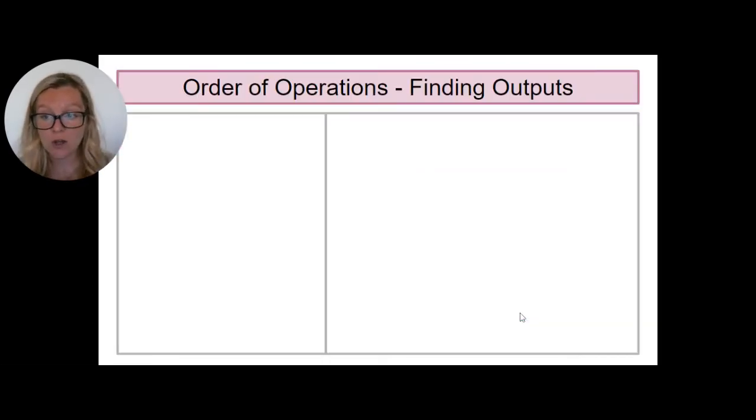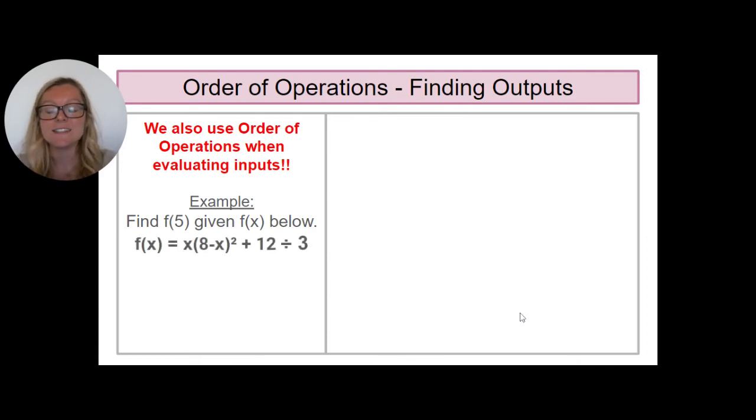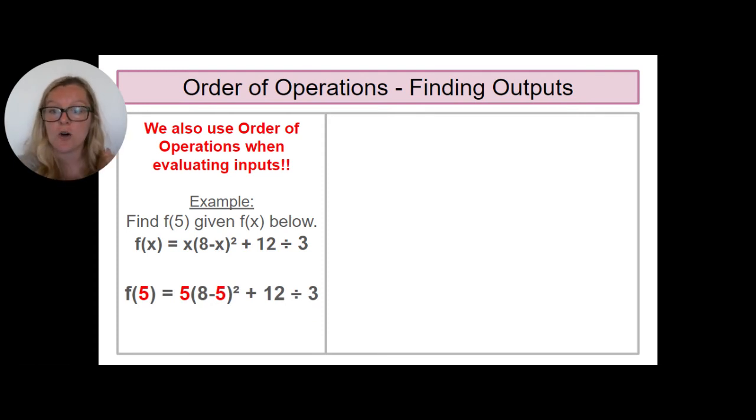We can take it one step further, and when we are asked to evaluate inputs, we are always going to follow these order of operations. So for example, they say find f of 5 given f of x below, and this lovely equation here. Remember, from evaluating functions, all we're doing is taking 5 and putting it wherever we see x, and now we just have an order of operations equation that we're going to go ahead and run through.